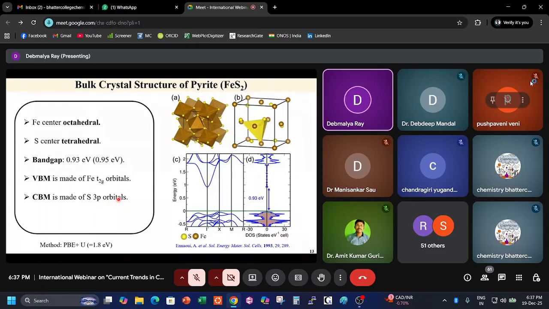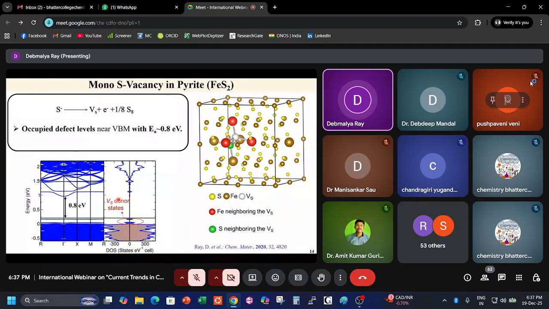Then we started thinking about defects in this material. What is really a defect? In iron disulfide, each iron is a low-spin iron 2+, so it's a t2g6 electronic configuration, and each sulfur is a sulfur minus. When I talk about a sulfur-sulfur dimer, this is an S2 2-. It's more like a persulfide, like a peroxo. It's a persulfide dimer with a 2- charge, and each sulfur has a negative charge.